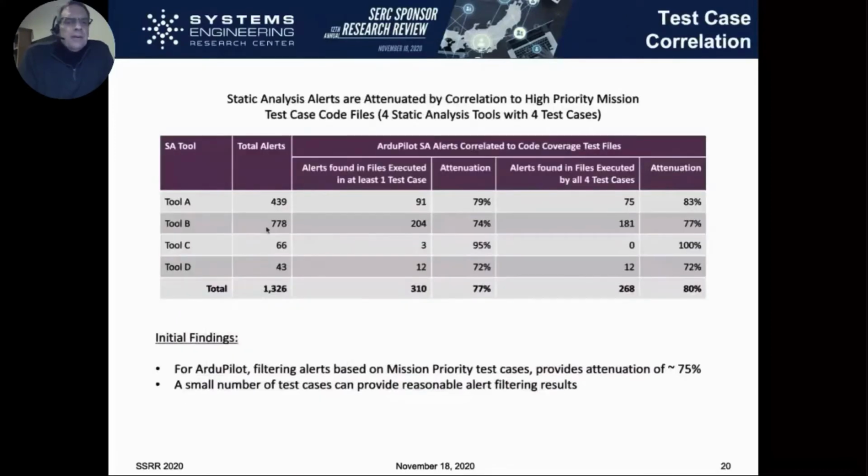So combining these together, on the left here is the static analysis raw results. Of those 439 results for tool A, how many of those alerts were found in code that was executed by at least one of the priority test cases? For this example, it was 91 of those total alerts. So here you can see the numbers of the attenuated set of alerts that are important based on the fact that they were executed as part of those priority test cases. We found really encouraging results: about 75% of the alerts could be filtered out because they were in code that was not part of these priority test cases.